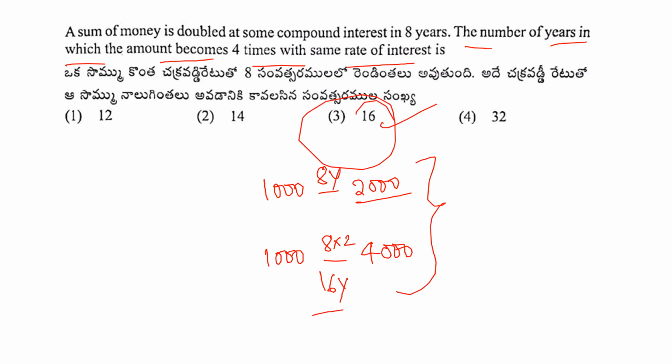Got my point? There is no change in value, because whatever compound interest you are getting, it is increasing. Whatever it is increasing, it increases drastically at the same pace. Like in 8 years, whatever amount you are getting, next period also you are getting the same. So what will be the answer here? 16 years is the answer.